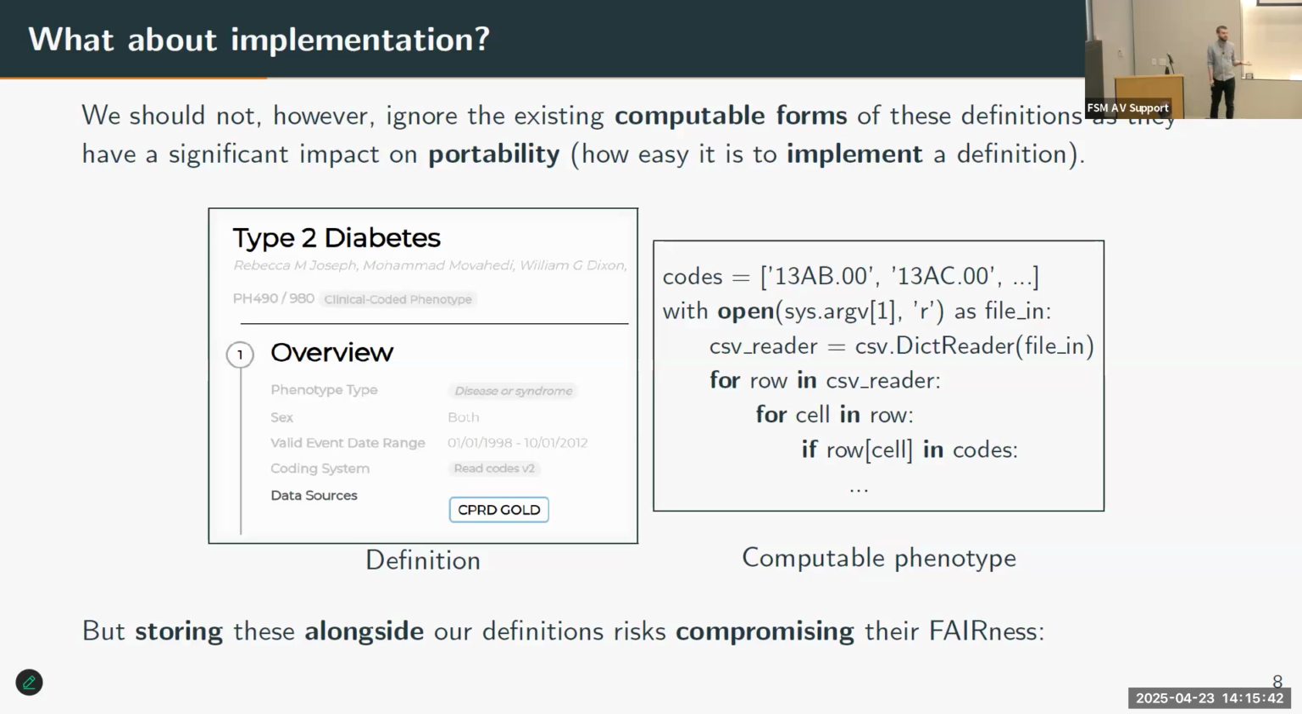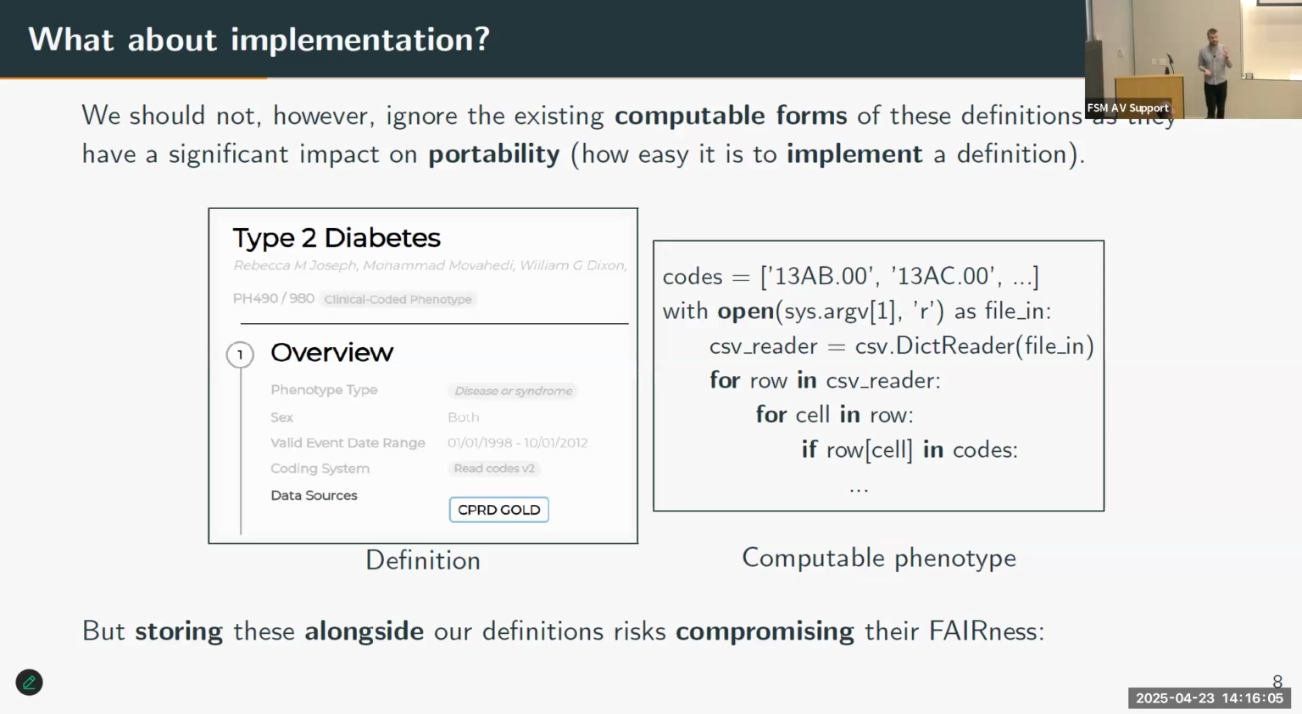So you might say, great, there are all these lovely Python versions of my type 2 diabetes phenotype out there. Let's just upload them to the HDR library. Let's make them available for download. Let's take my ad hoc Python scripts and make them available. If you were to do that, I would argue that would really compromise the existing fairness we have at the definition level in these libraries.